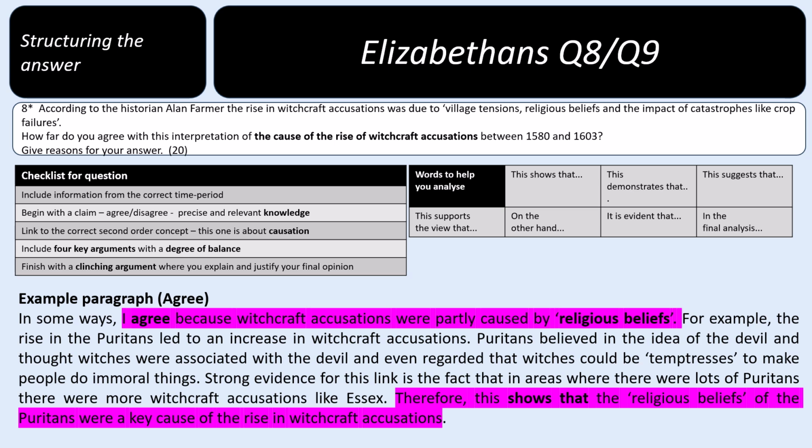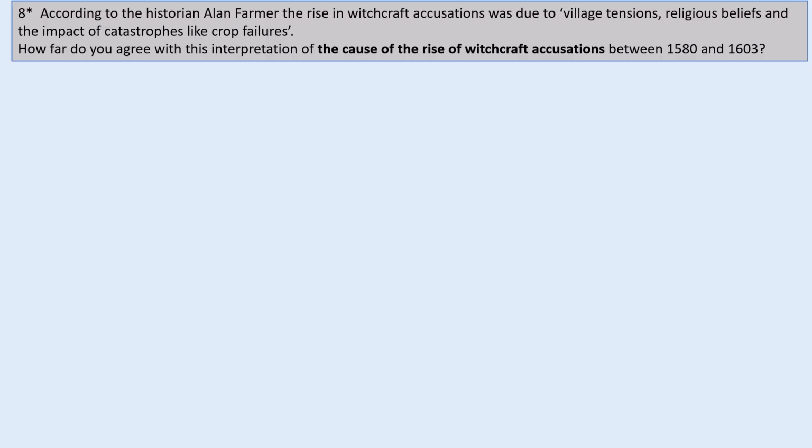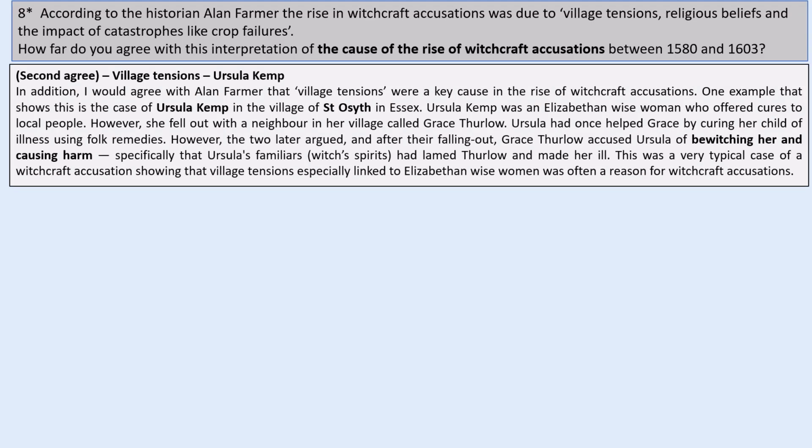Okay, so thinking about how the essay would go through, we could also agree by talking about village tensions, and we could use the argument of Ursula Kemp for that. So you could say, in addition, I would agree with Alan Farmer that village tensions were a key cause in the rise of witchcraft accusations. One example that shows this is the case of Ursula Kemp in the village of St Osyth in Essex. Ursula Kemp was an Elizabethan wise woman who offered cures to local people.